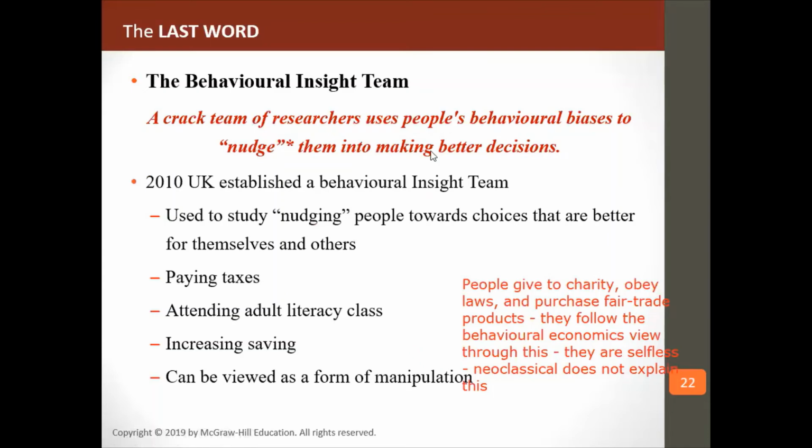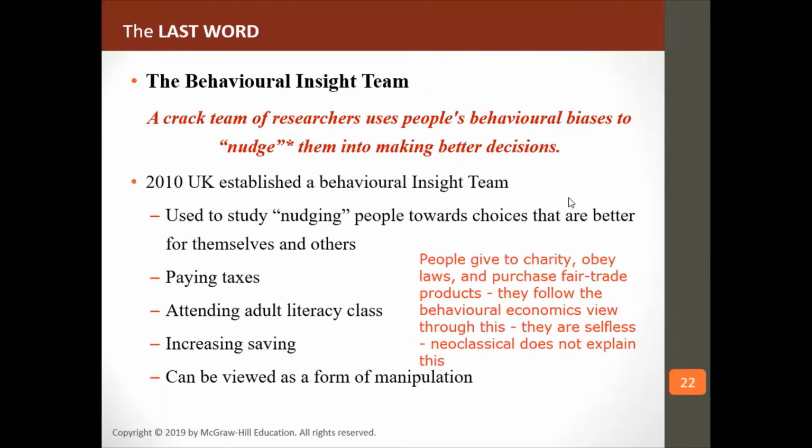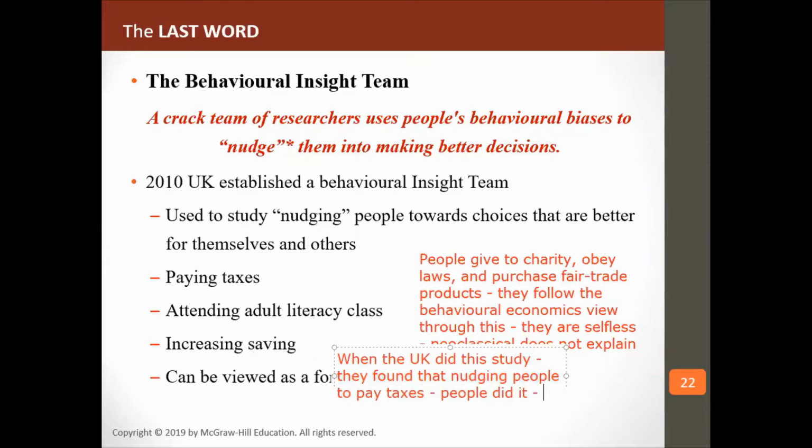So they found here that in the UK in 2010, nudging people towards choices that are better for themselves and others is key to allowing it to happen. So when the UK did the study, they found that nudging people to pay taxes, people did it. And when they nudged people to save, they did it.